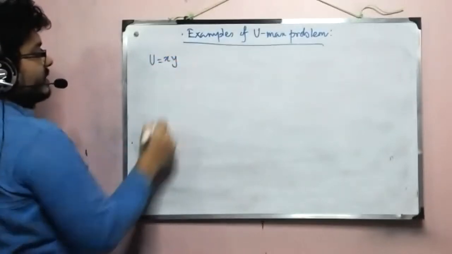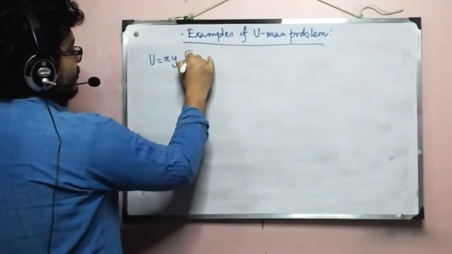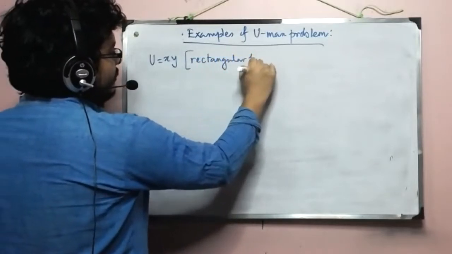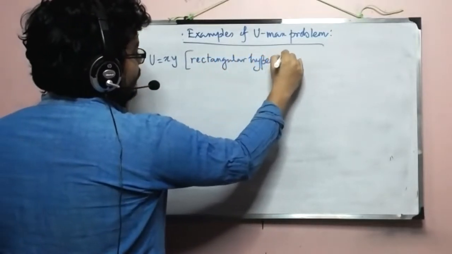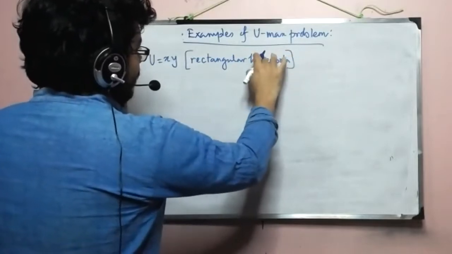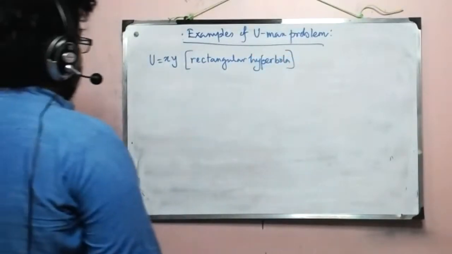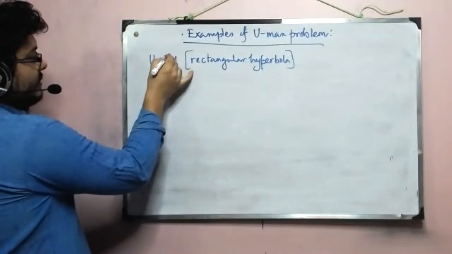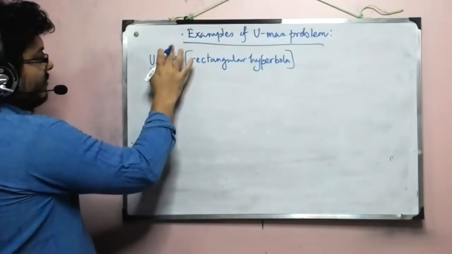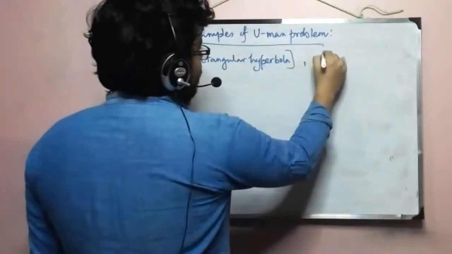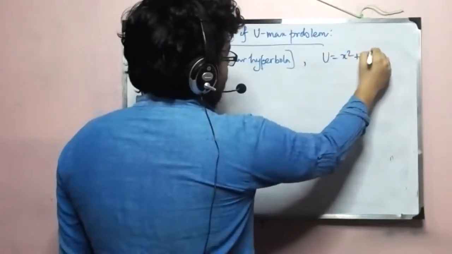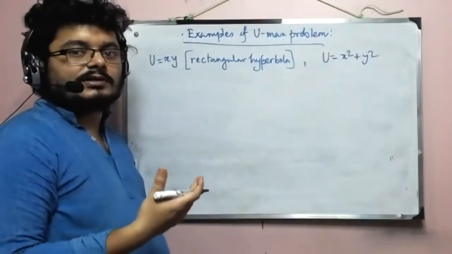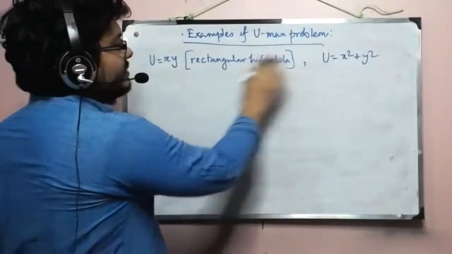One is u equal to xy, whose contour, that means ICs, are rectangular hyperbola, okay, and which is obviously a specific variation of Cobb-Douglas, where you can imagine that this is alpha 1 and both are alphas and each of them are equal to 1. Okay. And the other one is u equal to x square plus y square. Now in literature there are huge variants of this, but for our purpose we are taking these two simple things.